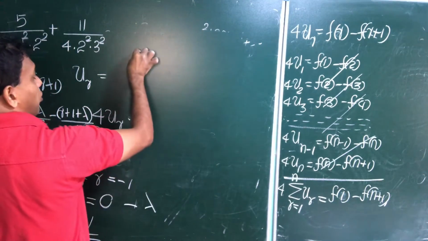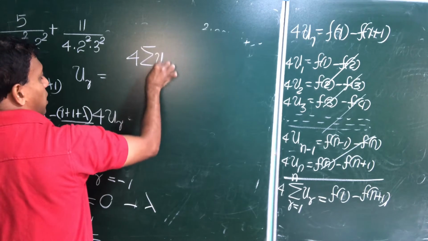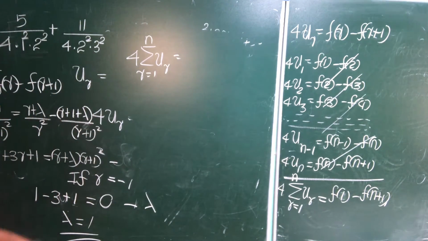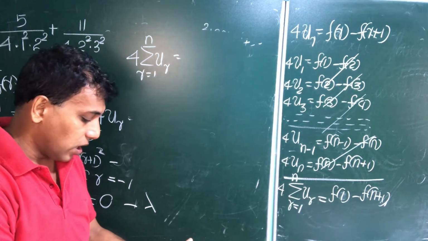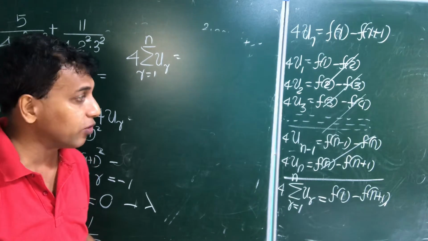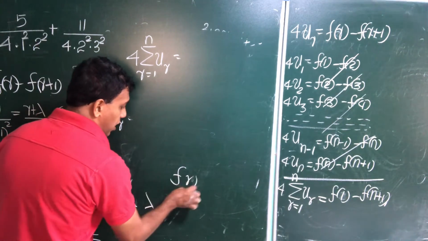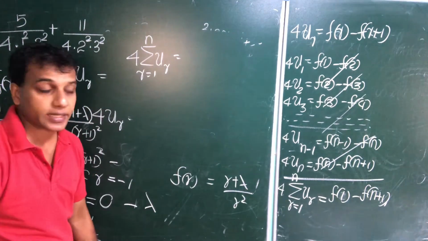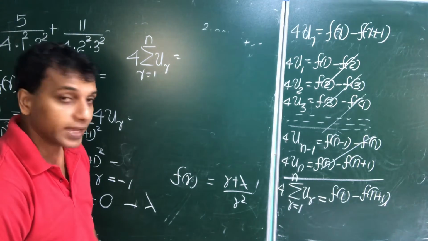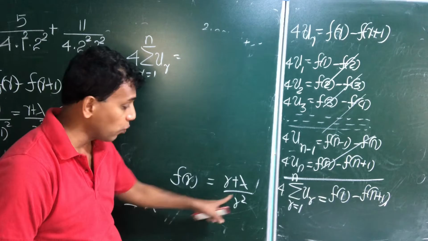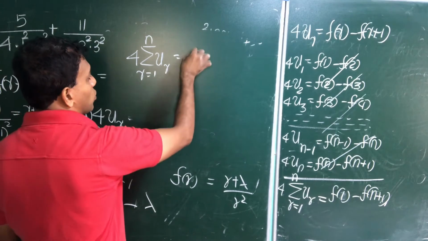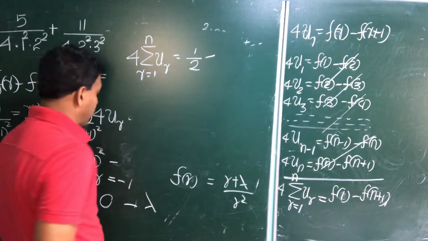So I show here therefore 4 into sigma ur, r equal from 1 to n. What is the answer? What is f of 1? You know f of r, right? F of r is what they said: r plus lambda over r square, right? So we count that lambda is 1. Okay, lambda is 1. So for r equal 1, f of 1 is 1 plus 1, 2, over 1 square. That is 2, right? Answer 2 minus f of n plus 1.